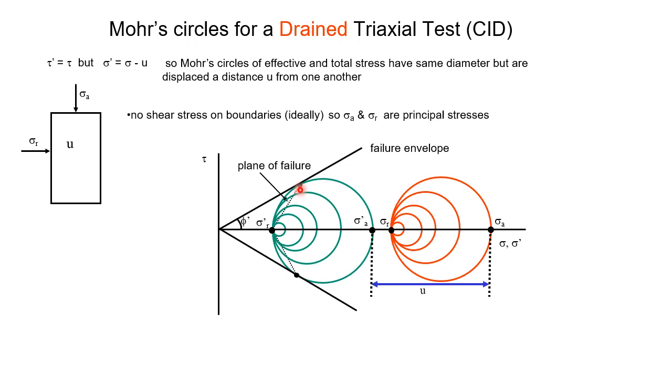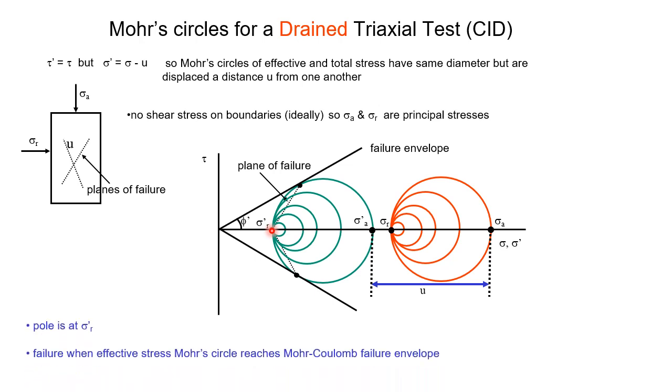And that will be your failure plane, where the Mohr circle touches the failure envelope, the phi dash line, and that's the pole. So that will be the failure plane that you find in the sample, because that is the pole of the Mohr circle. So the pole in a triaxial test is at sigma r dash. Anyway, hopefully that's all revision about Mohr circles.